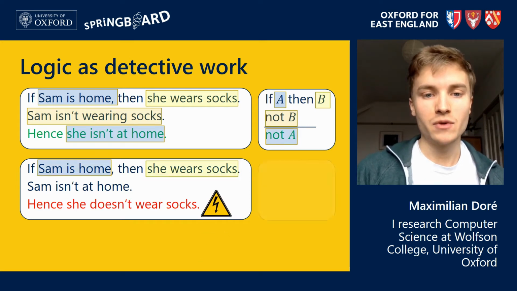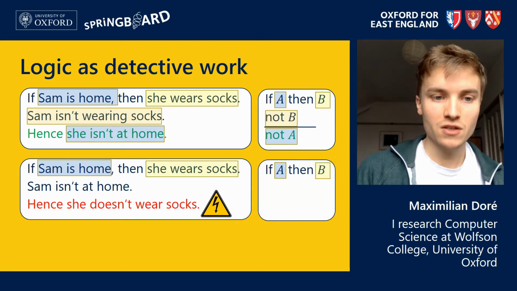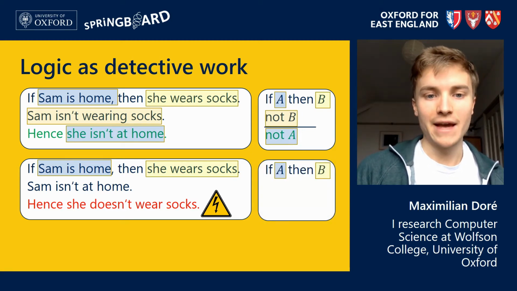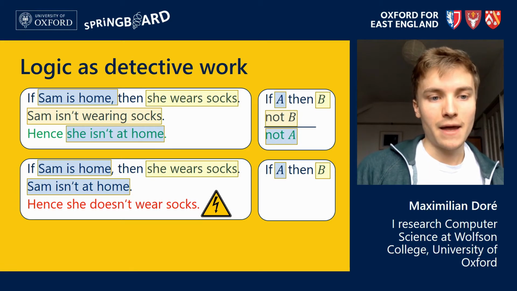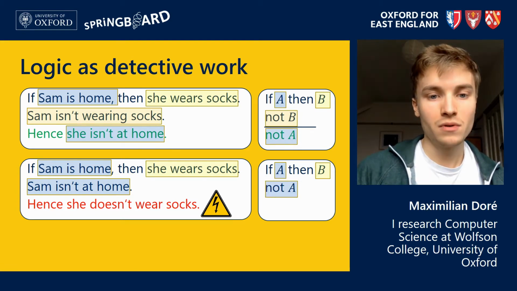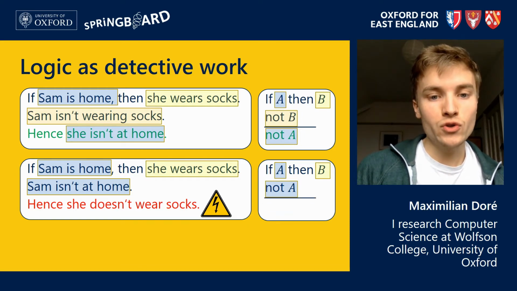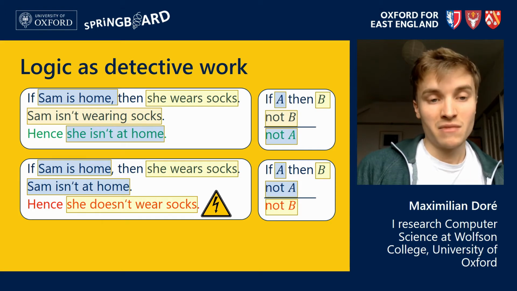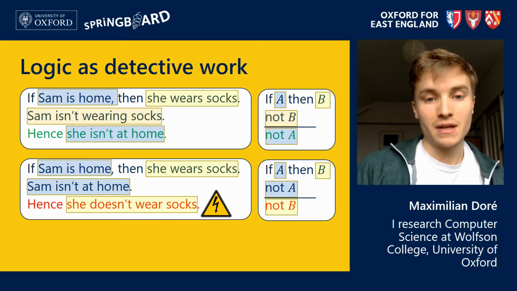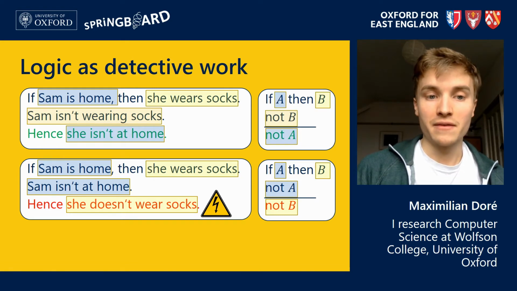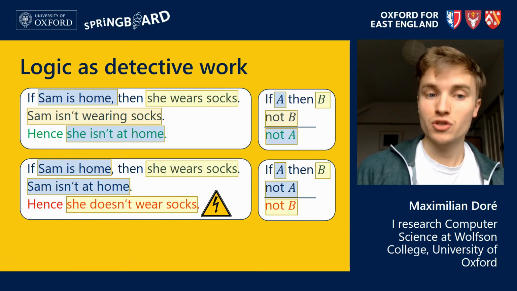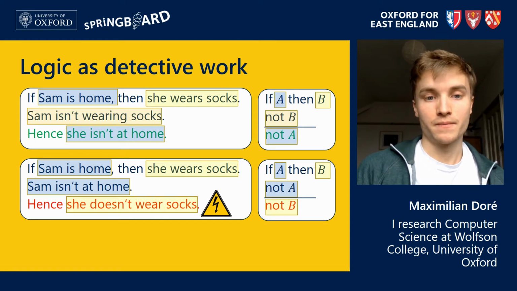And we can again reconstruct this. So again, we have this form if A then B. And then we establish that not A is the case, that Sam is not at home. And then the inference, so this conclusion line, indicates that, in fact, it doesn't hold that not B is the case in general. So we don't know anything about her wearing socks or not. We just know that if Sam is home, then she will wear socks.